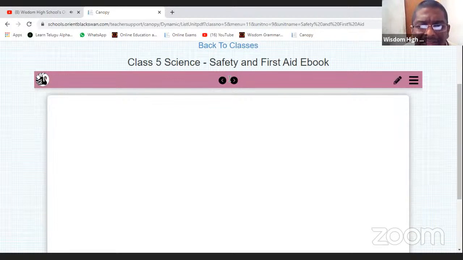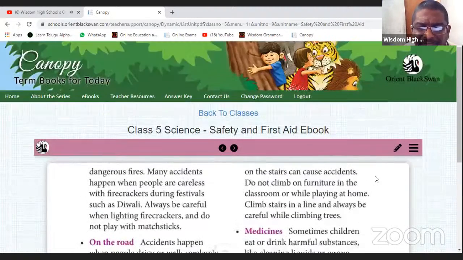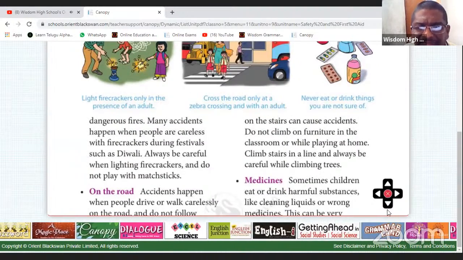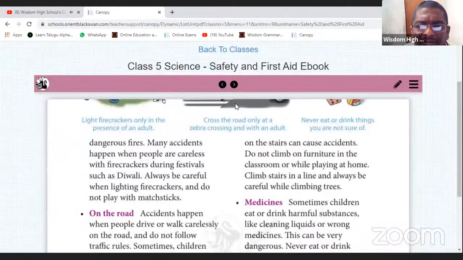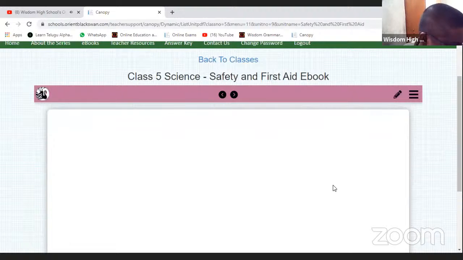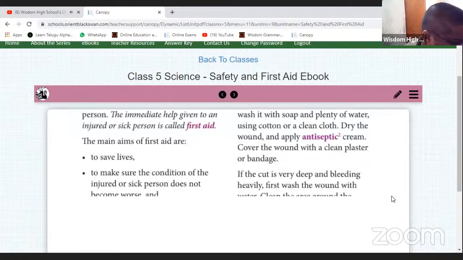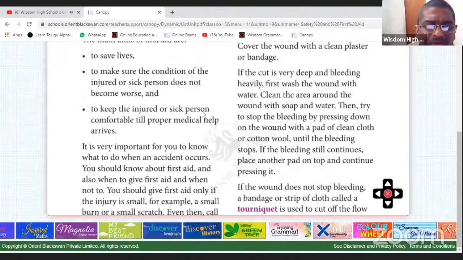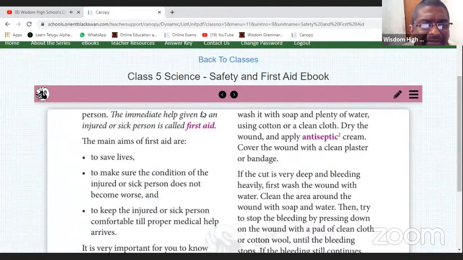Continue to the topic. Children, listen here. Yesterday we discussed the definition. What is first aid? The immediate help given to an injured or sick person is called first aid. Okay, dear children, concentrate here. What we are going to provide to the sick or injured person, immediate help, is called first aid.